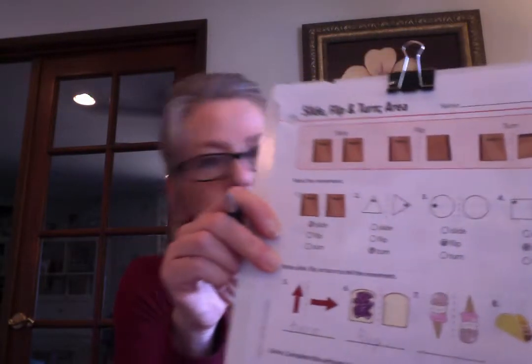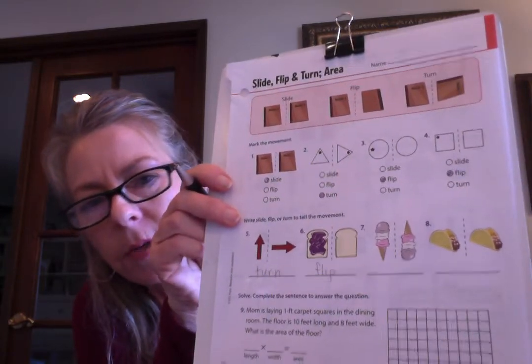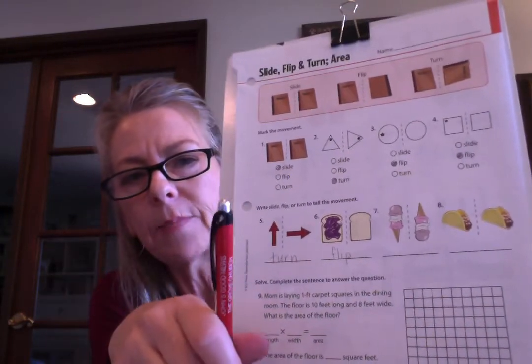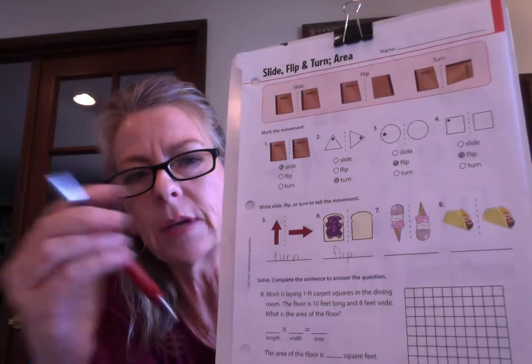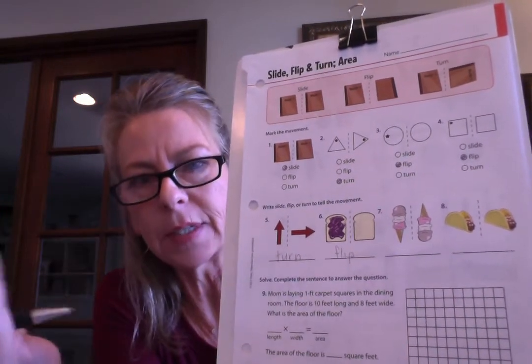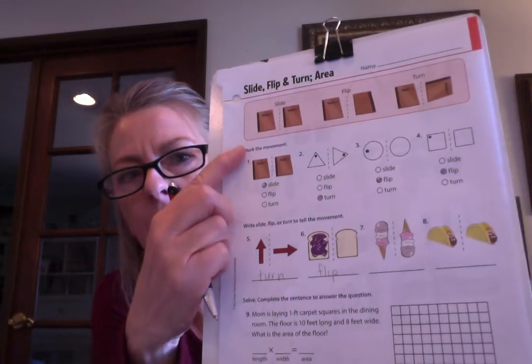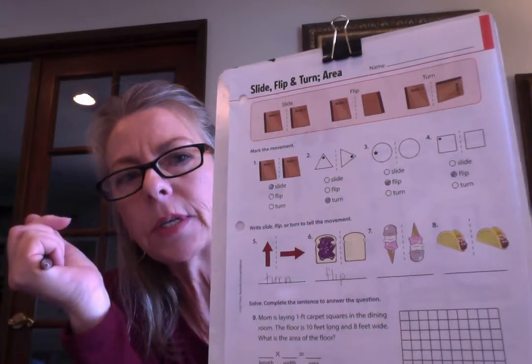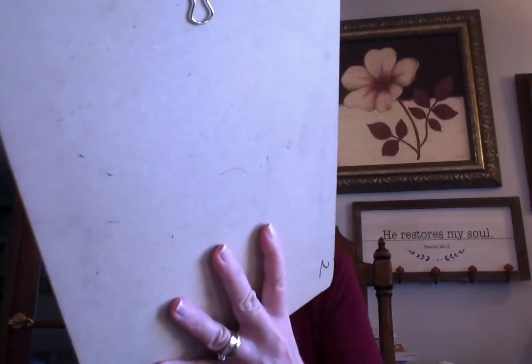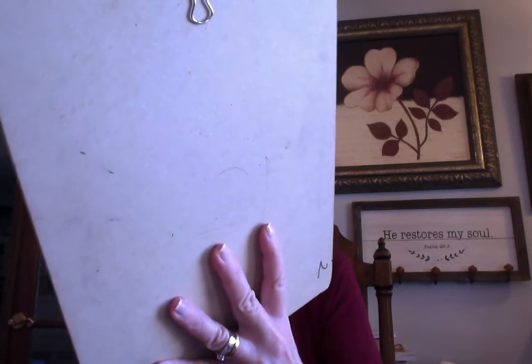Okay, then for number 7, we have the ice cream cone, okay? It looked like it was upright, and now it's upside down. Now, it wasn't front to back, was it? So think about that. Did it slide, did it flip, or did it turn? Right, it just did a turn. It went from right side up to upside down, and that's called a turn.